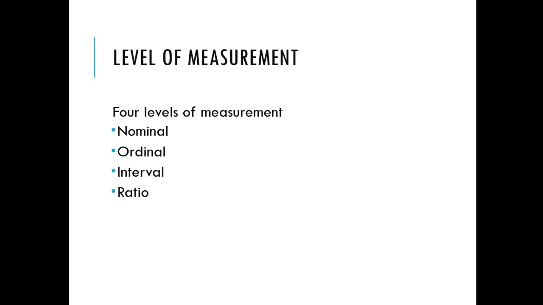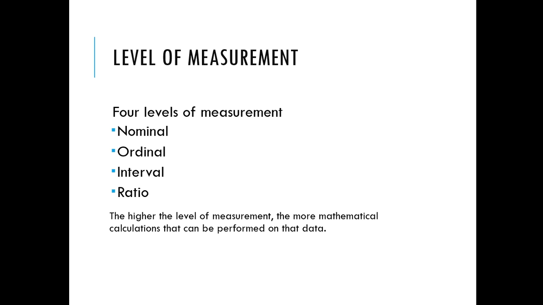So now we're going to keep going with qualitative and quantitative data. Before we talked about qualitative and the different types of that and quantitative. So we're going to keep going. So there are four different levels of measurement. There's nominal, ordinal, interval, and ratio. The higher the level of the measurement, the more mathematical calculations can be performed on that data.